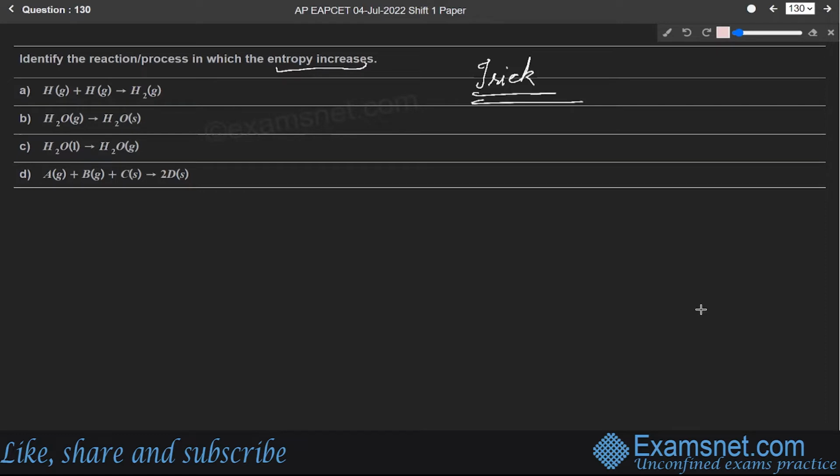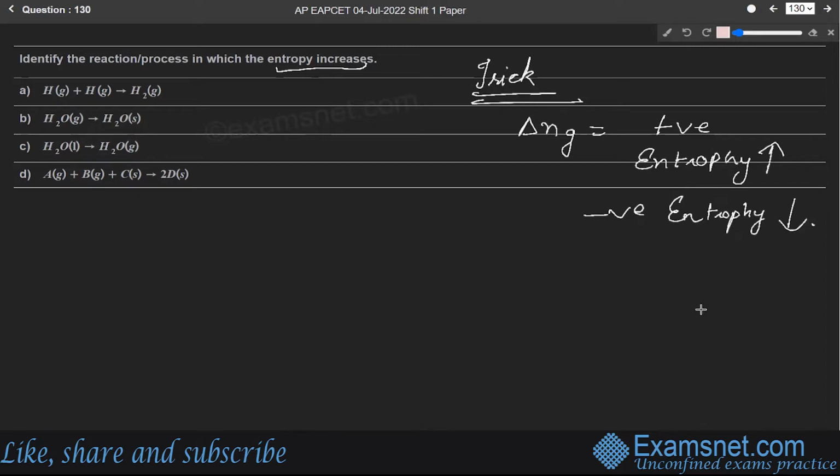Any question that comes on entropy, always remember my point: calculate delta Ng, the gaseous moles. If it comes positive, the entropy would surely increase. If it comes negative, the entropy would decrease. Everybody knows, if you don't know, solid and liquid moles are considered zero because we are talking about just gaseous. G stands for gaseous. So let's go one by one.